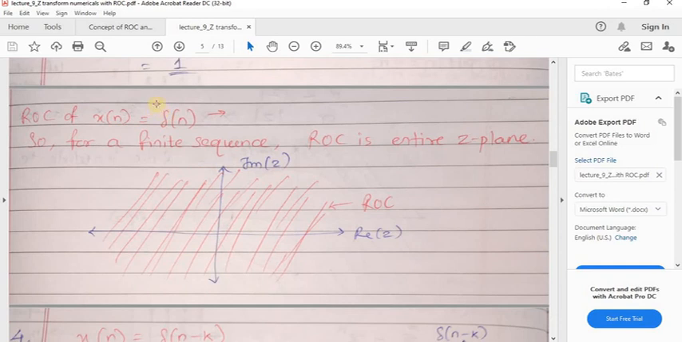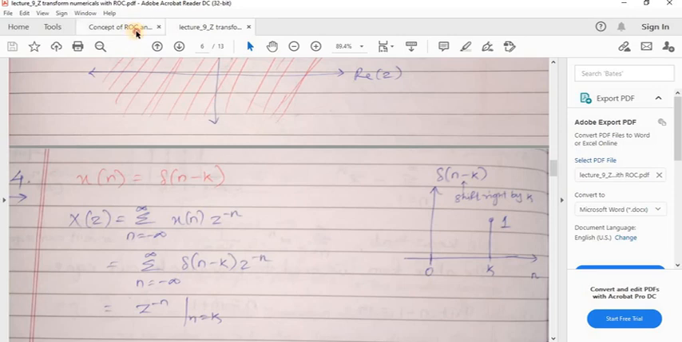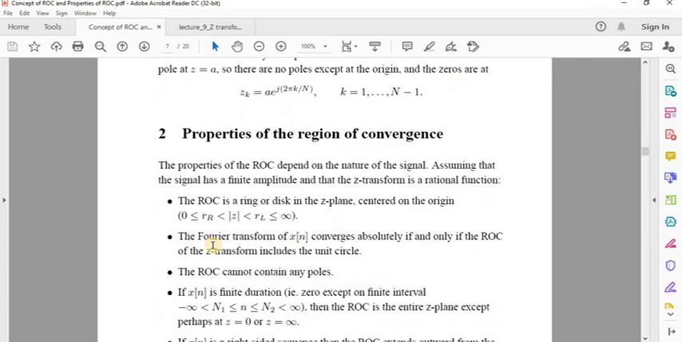So to find out the region of convergence of delta of n, it is a finite sequence. So ROC, as I already said in the properties of z transform of ROC, is the entire z plane. Okay, so I've shown the ROC by these red lines. This is the ROC, the entire z plane. So now the next problem. I was talking about this property.